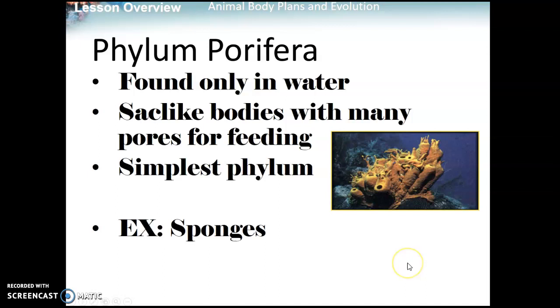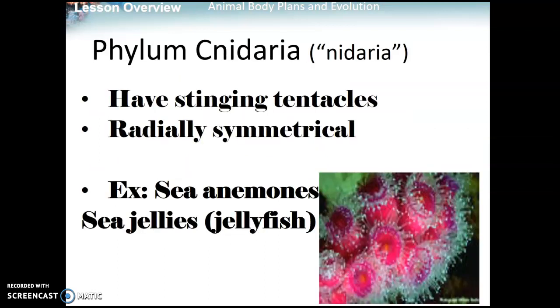So Porifera, these are sea sponges. They're only found in the water. They're the simplest phylum of animals. Cnidaria, it's spelled with a C, but you pronounce it Cnidaria. These are animals that have stinging tentacles, like sea jellies. Some people call them jellyfish, but they're not fish. So sea jellies, sea anemones, these are cnidarians.